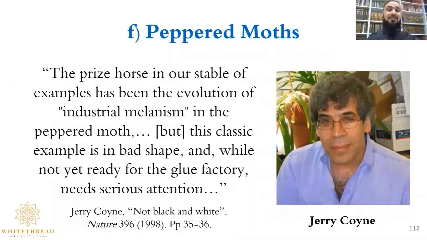So here's Jerry Coyne, an ardent atheist, and I told you he's a guru of genetics for Richard Dawkins. He says the prize horse in our stable of examples has been the evolution of industrial melanism. It was called industrial melanism because the dark pigmentation increases. He goes on, the peppered moth, this classical example, is in bad shape, and while not yet ready for the glue factory, needs serious attention. So he's actually referring to the problem where they're sticking dead peppered moths to the trunks of trees.